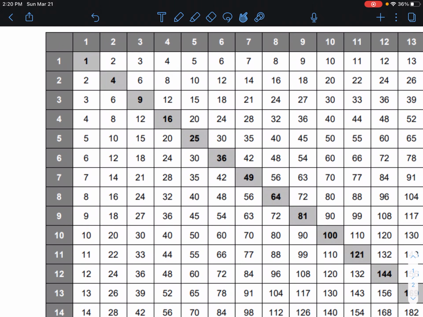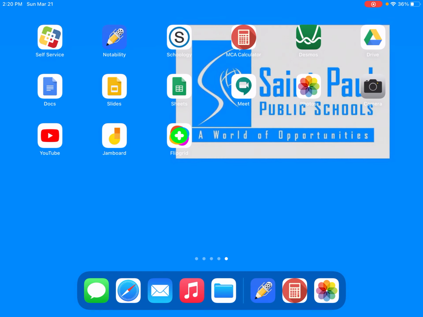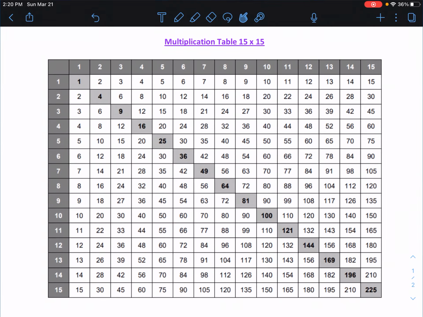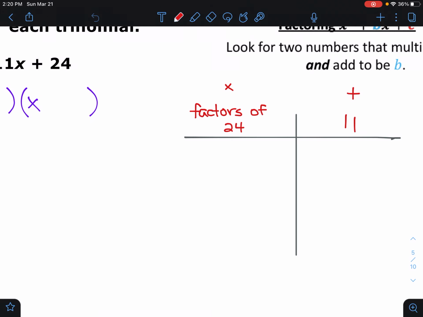Now, if you're good with your multiplication table up to a certain amount, you go ahead and use that. But I'm just going to write down some of these, so hopefully you feel like, oh yeah, that's so. Well, 1 and 24. That's an easy one. Another one would be 2 and 12. Okay, 3 times 8. 4 times 6. And that's it. It's all those ones in the reverse order too, but those are the major ones.